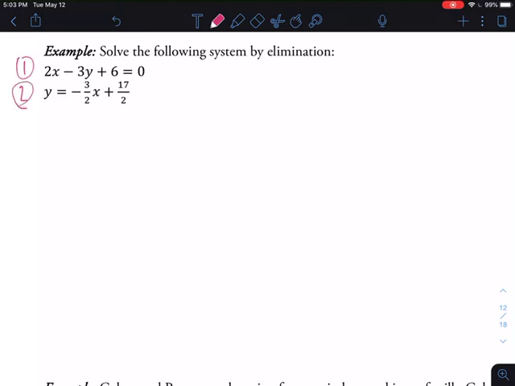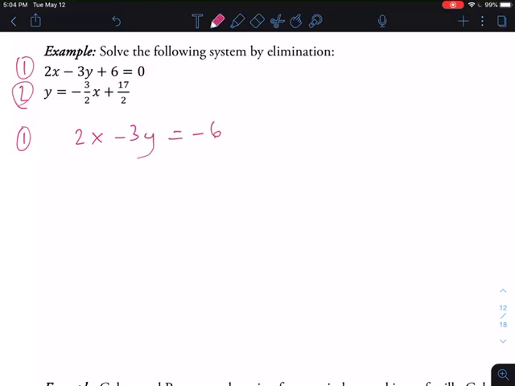So again, we're going to start by labeling 1 and 2, and then we are going to do exactly what we did in the first equation, which was to make sure that all variable terms are on the left and all constant terms are on the right. Okay, so in equation 1, we already have 2x and negative 3y on the correct sides, but I need to move that 6 over to the right, so we're going to end up with equals negative 6.